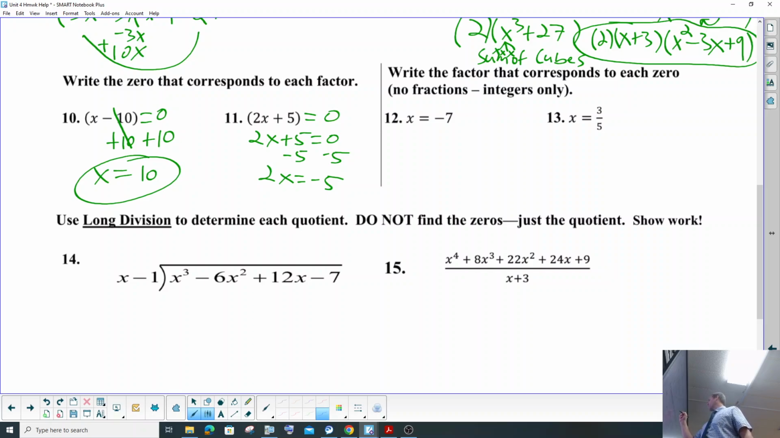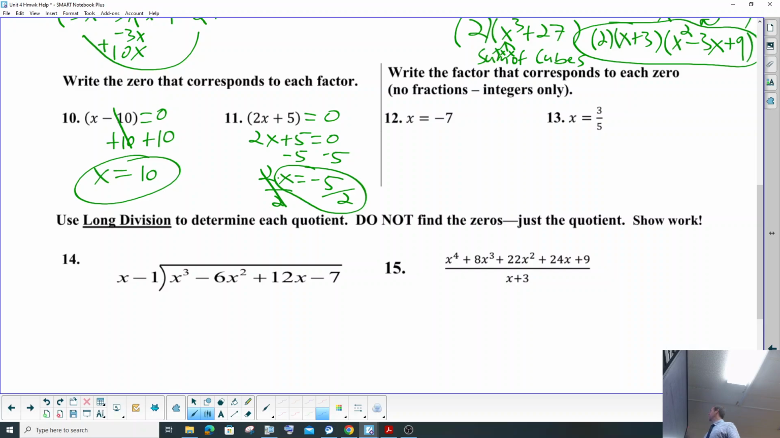So if we divide, because what's the opposite of multiply? Divide. So divide by 2, divide by 2. So we get x equals negative 5 halves. Put that into Canvas as a fraction, not a decimal.